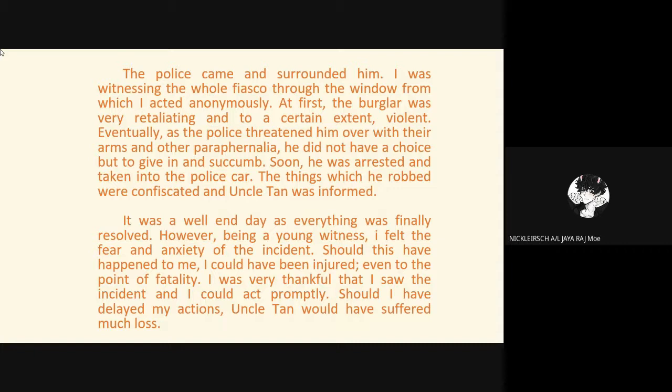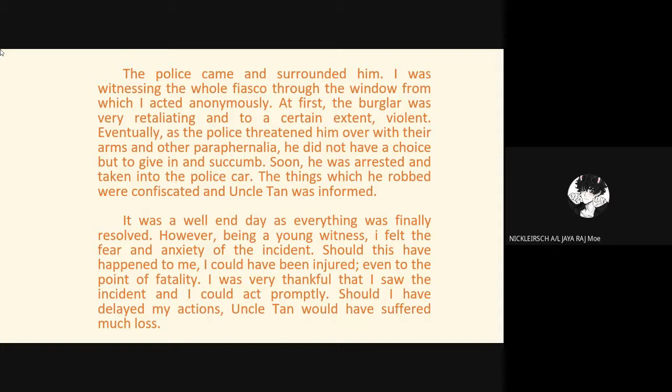At first, the burglar was very retaliating and to a certain extent violent. Eventually, as the police threatened him with their arms and other paraphernalia, he did not have a choice but to give in and succumb. Soon he was arrested and taken into the police car. The things which he had robbed were confiscated and Uncle Tan was informed. It was a well-ended day as everything was finally resolved.